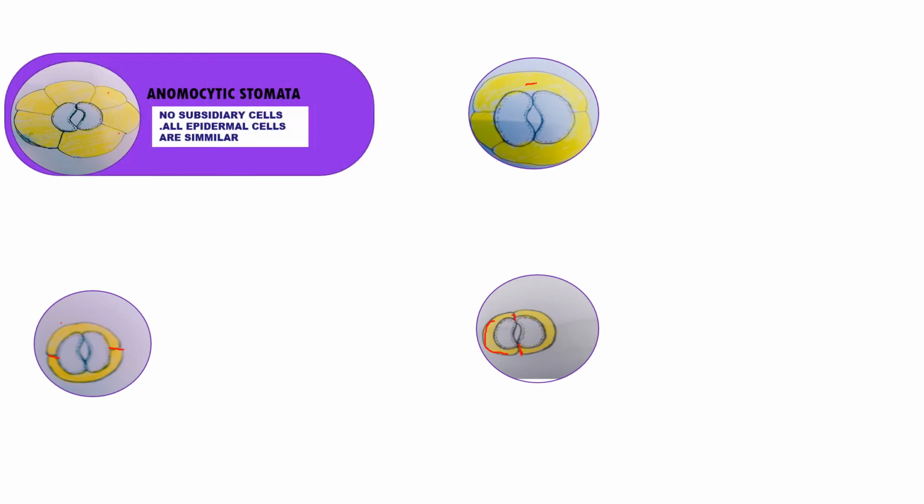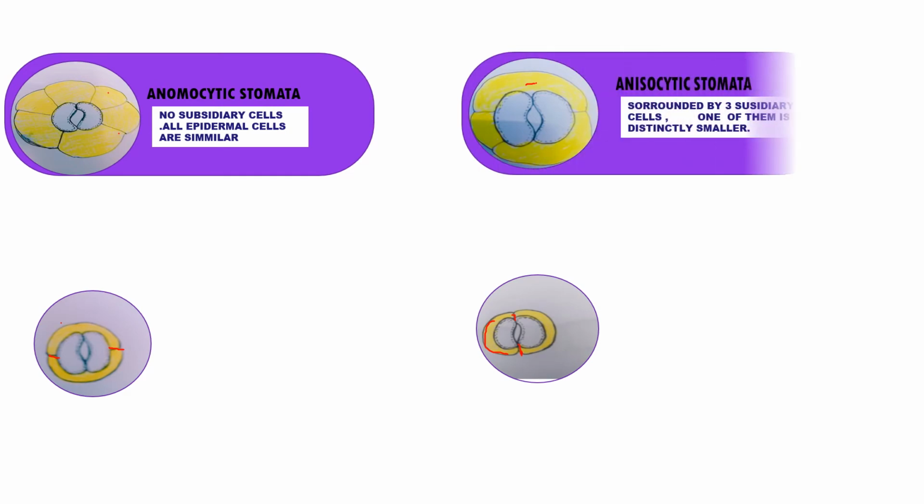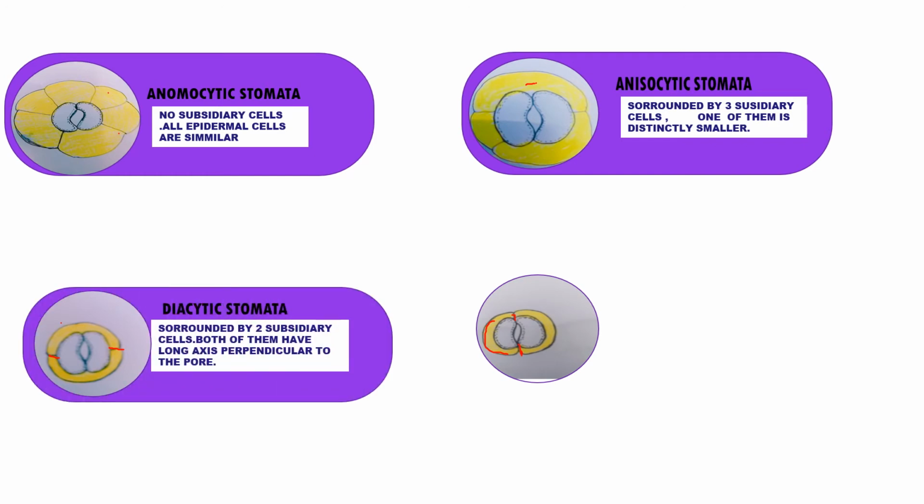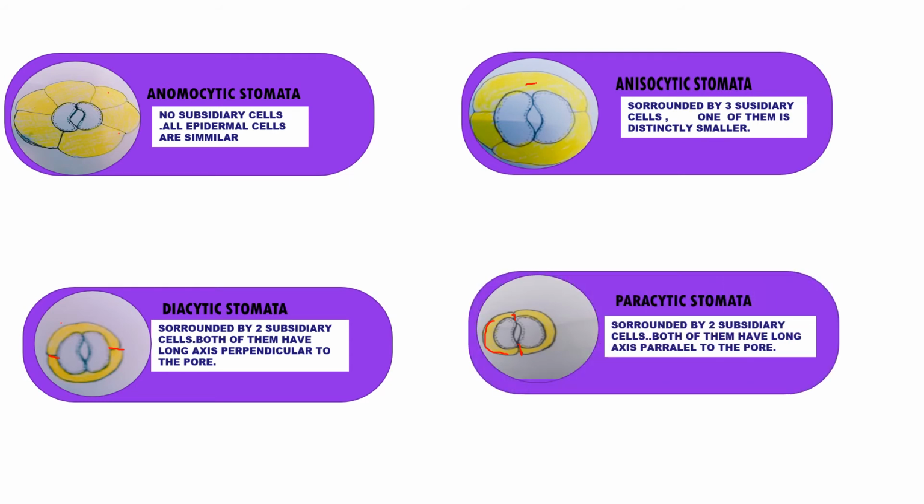Anomocytic stomata, where there is no subsidiary cell, all the epidermal cells look similar. Anisocytic stomata, there are 3 subsidiary cells, 2 are quite big and 1 is considerably smaller. Diacytic stomata are surrounded by 2 subsidiary cells, both have long axis perpendicular to the pore. Whereas in paracytic stomata, there are also 2 subsidiary cells, but the long axis is parallel to the pore.